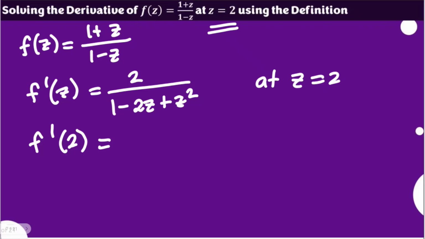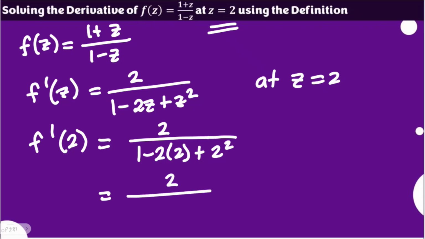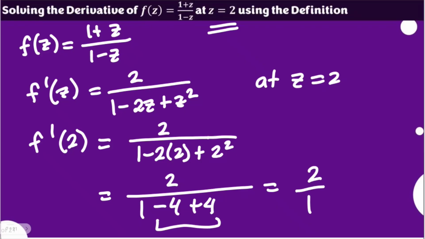That would mean the result here is 2 over 1 minus 2 times 2, being our z, plus our z, which is 2 squared, which will give us 2 over 1 minus 4 plus 4. This is just actually 2 over 1 because this is 0, giving us the result of 2. In short, the derivative of the given function at z equals 2, regardless of whether it uses the definition in finding the derivative or the rules of differentiation if you would like to, the answer is equal to 2.